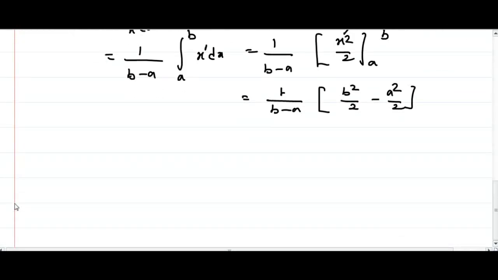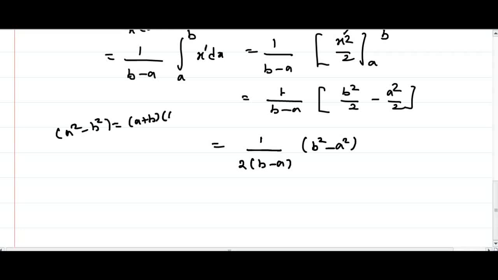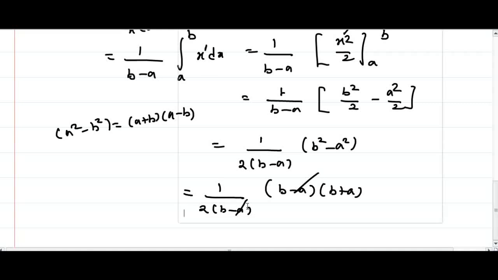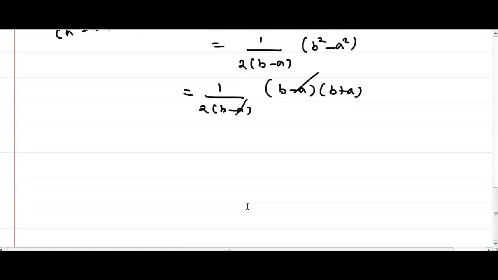So we can write this one. Denominator 2 is common. We can write this as 1 by 2 into (b minus a) into (b square minus a square). We know that a square minus b square is equal to (a plus b) into (a minus b). Here we consider a value as b, b value as a. So we get 1 by 2 into (b minus a) into (b minus a) into (b plus a). So b minus a are getting cancelled. We get b plus a by 2.